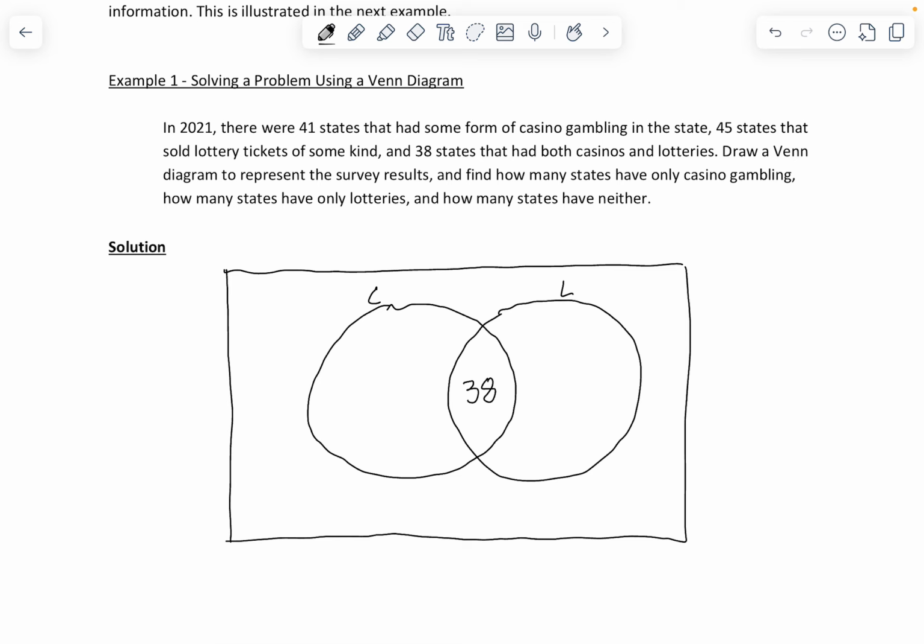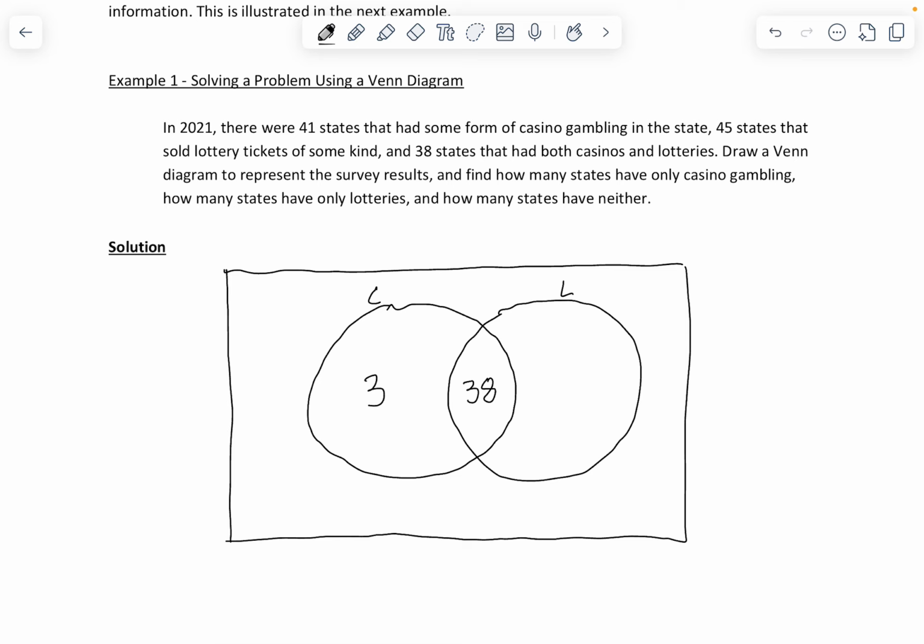So now we move on and we focus on the fact that it says 41 states have casino gambling. Now, of those 41 states that have casino gambling, 38 of them also have lotteries, right? So that's going to leave only 3 to go in this region. Notice that 3 plus 38 equals 41. So the total inside of the circle labeled C is 41 to represent the 41 states that have some form of casino gambling.